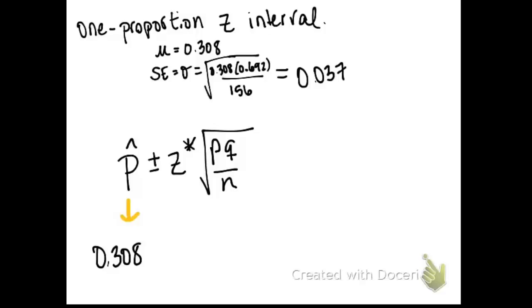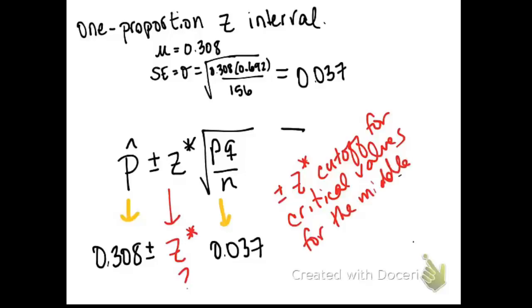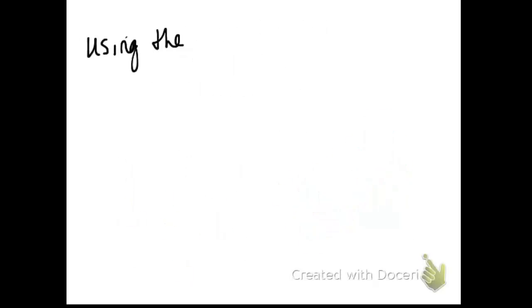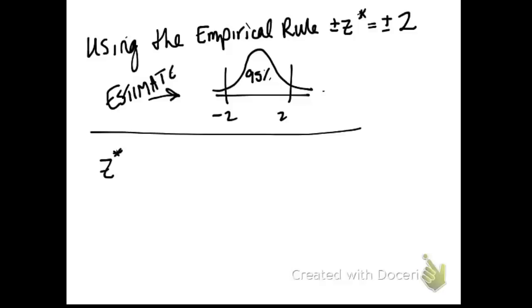So we know that the sample proportion is 30.8%. We know that the standard error is 0.037, but we don't know our Z critical value or cutoff values. These are basically cutoff values for the middle, and if it's a 95% confidence interval, for the middle 95%. So, using the empirical rule, we just said the cutoff values were plus or minus 2. This was basically an estimation.